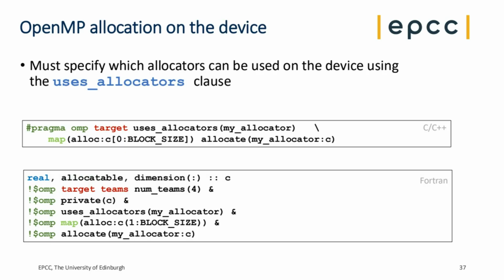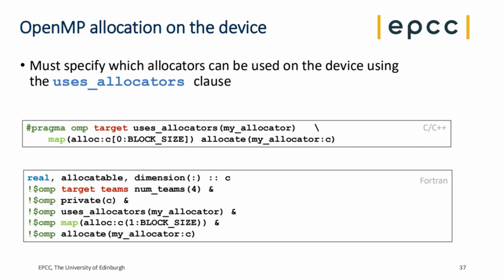Now, actually, for using custom allocators for allocations taking place on the device, it's a little bit cumbersome, but I'll just go through it. So you have your OpenMP target region. You've got your uses_allocators. So you're saying to OpenMP that I'm going to use a particular allocator here. And you might have a list of them actually. So we've just got one in this example, my_allocator. And then you have a map clause. You're not actually transferring data from the host to the device, but you're saying here that there's going to be an allocation of memory on the device.